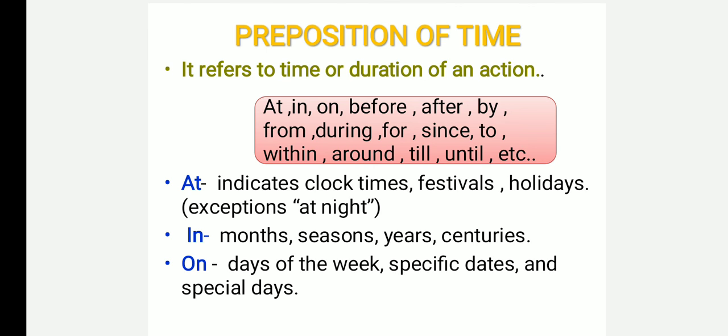We use the preposition at to indicate clock times, festivals and holidays. We use the preposition in to represent months, seasons, years and centuries. We use the preposition on to represent days of the week, specific days and special days. So we all know that we use the prepositions in and on in preposition of place too. In preposition of place, we use on to represent a thing that is on some surface, a thing which is not in movement.